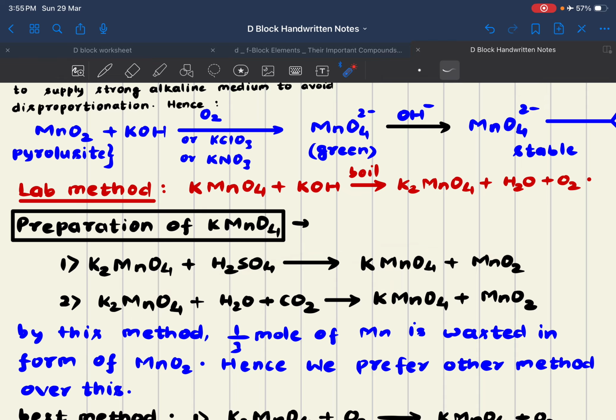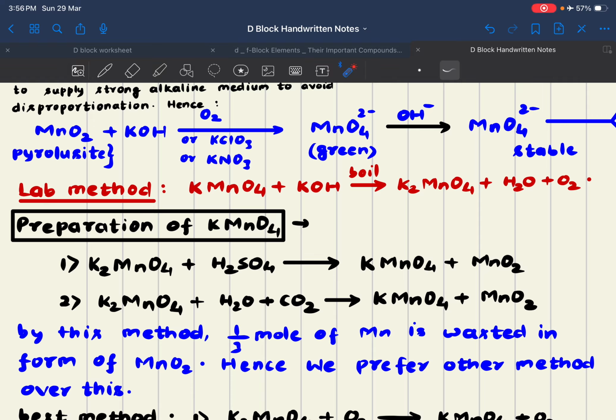Disproportionation. But now the actual problem arises here. When this reaction is taking place, my goal is to prepare KMnO4, potassium permanganate. But some part of manganese is getting wasted in the form of MnO2, manganese oxide. What I'm trying to say is, when I'm trying to prepare KMnO4 by this method, some part of manganese is getting converted into MnO2. Correct? So that is a waste of manganese.